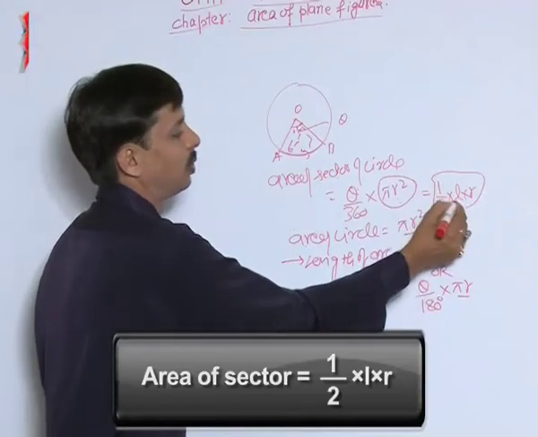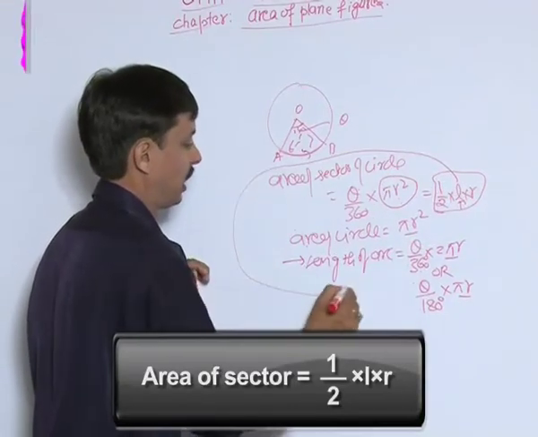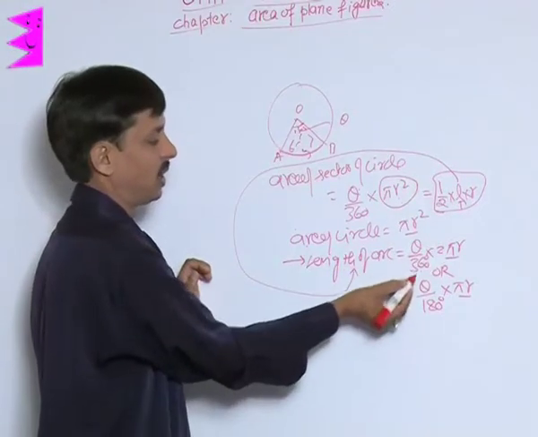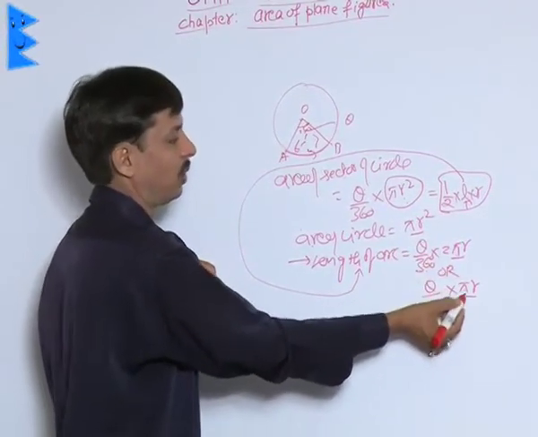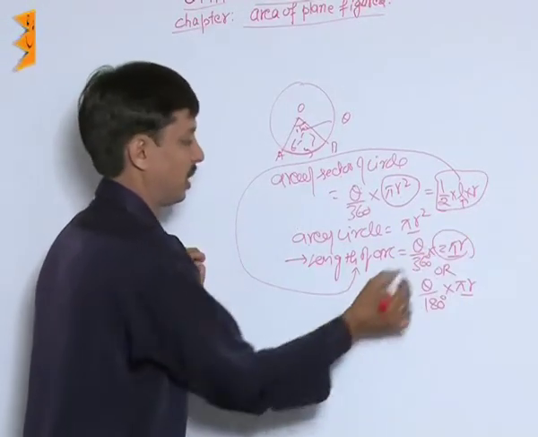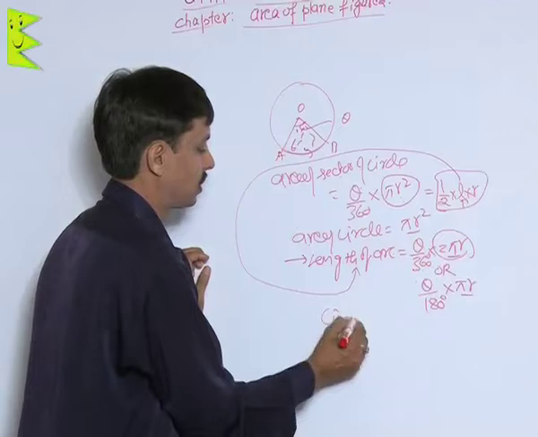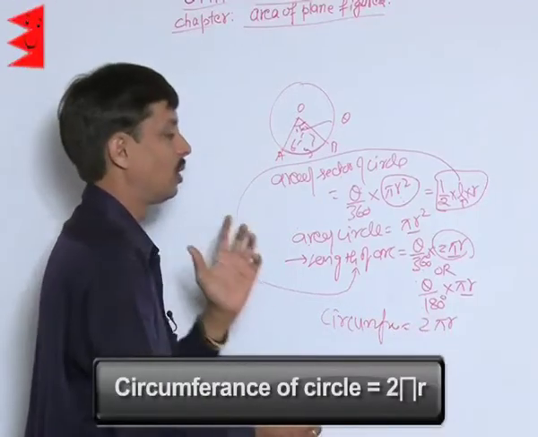That is half length of arc, where L stands for what? L stands for the length of arc. Formula for finding the length of arc is theta upon 360 times 2 pi r, or theta upon 180 degree into pi r. Now question is, what is the 2 pi r? It is known as the length of circumference. So we say circumference of circle is given by 2 pi r.